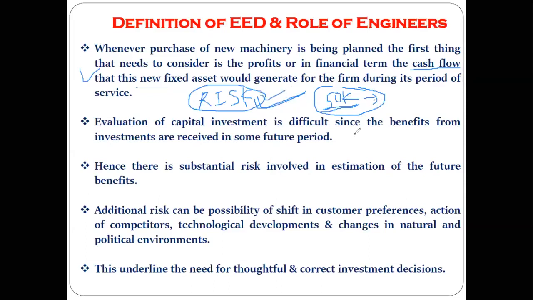Now risk is related with different things. Risk is related with customer preferences. Risk is related with the actions of the competitors. Risk is related with technological development. Risk is related with changes in the natural and political environments. Now the current scenario, Corona, under which risk does it come? Environmental change, in the natural or environmental condition. Understood. Now you can see the number of businesses stopped, not in working condition. So a different kind of risk is attached with each particular kind of business.